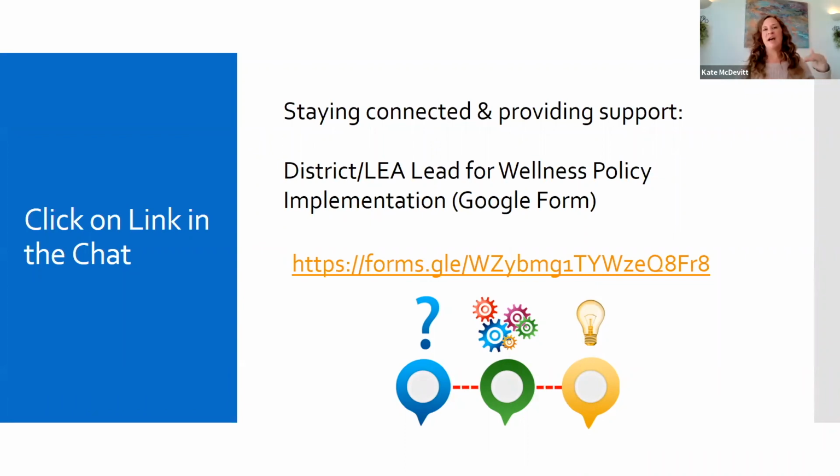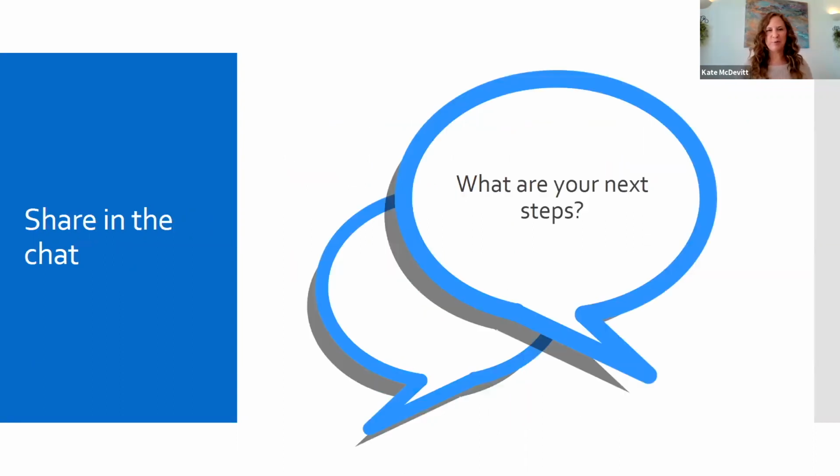In the form, it's going to ask, do you have a wellness council? Do you have a designated wellness lead? If you don't, you can say no. It's still helpful to submit that form if you'd still like to receive information. So go ahead and click that Google form link that's in the chat, and we'll give you a minute to do that.